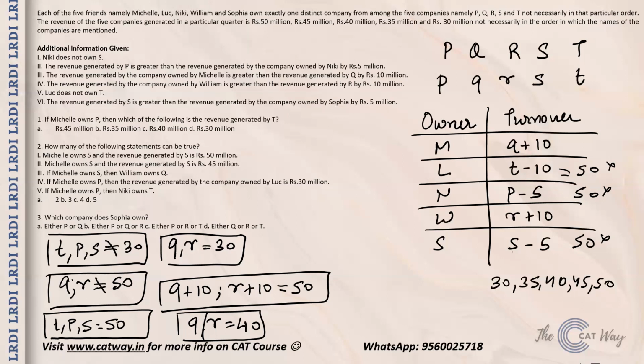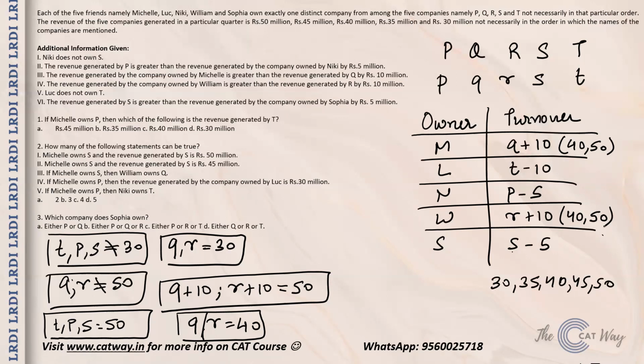Now guys, one more thing that is pretty much clear over here is that one among q and r is going to be 30, and one among q and r is going to be equal to 40, right? So what we can say is that the turnover of Michel's company is either going to be equal to 40 or it is going to be equal to 50. And same thing for William, that either his turnover is 40 or his turnover is 50. That is something now we have identified. Now let's see what do we have.